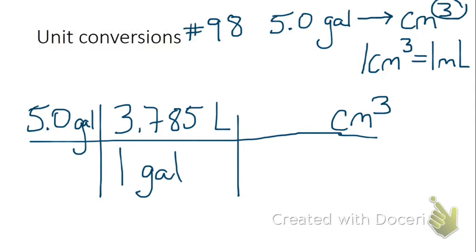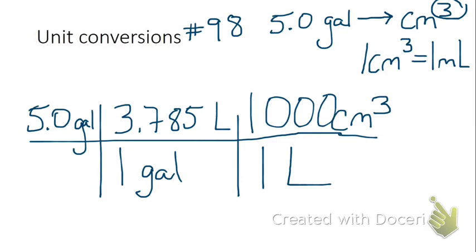But we're still not done yet, because the liter that we have with our conversion factor does not match up what we want to end with. And so we have to do one more conversion. So we know that 1 liter is equal to 1,000 centimeters cubed, which we also said was 1 mil.